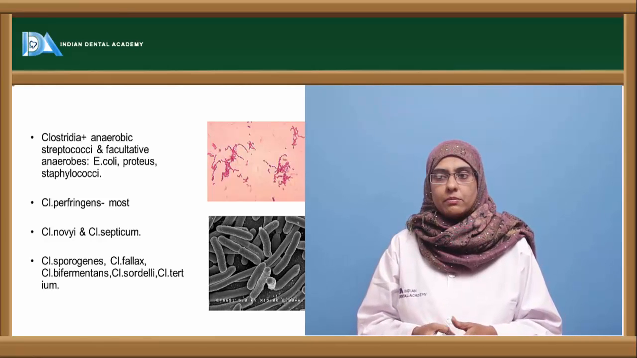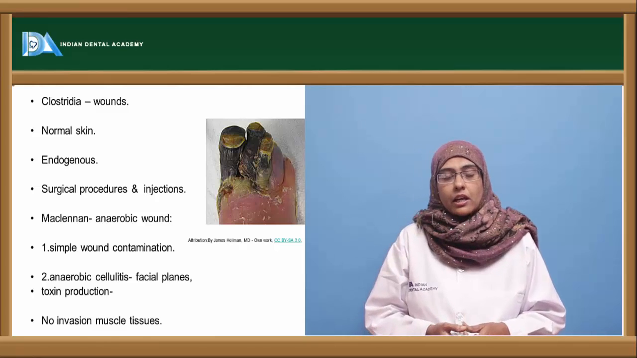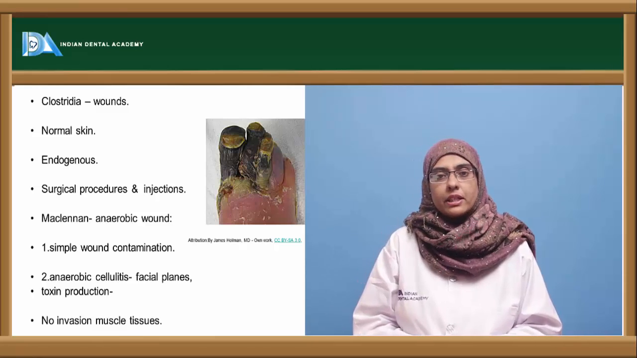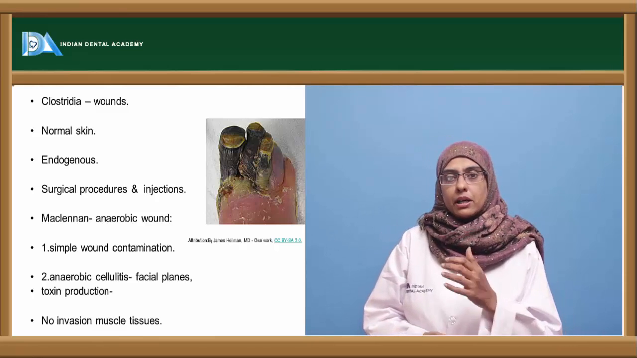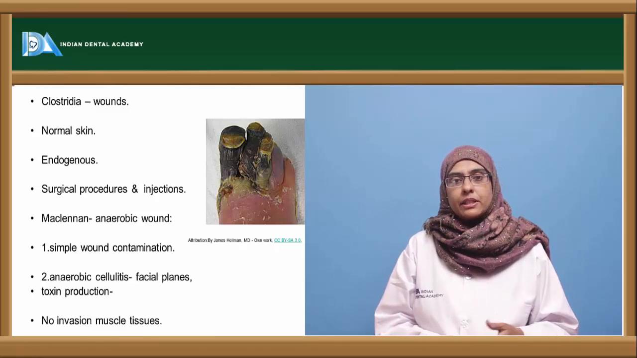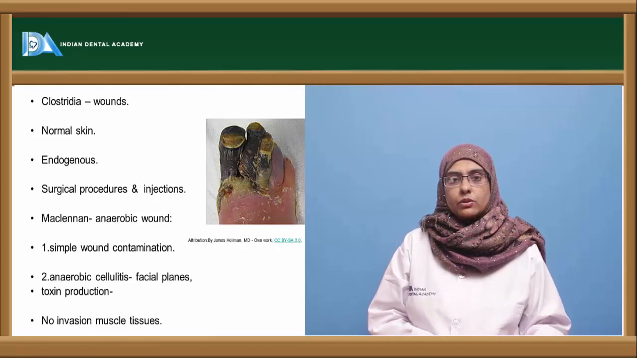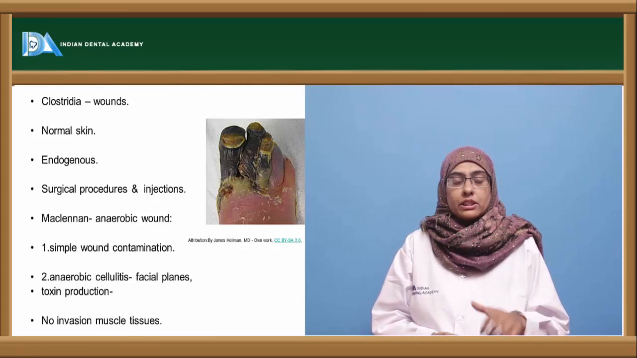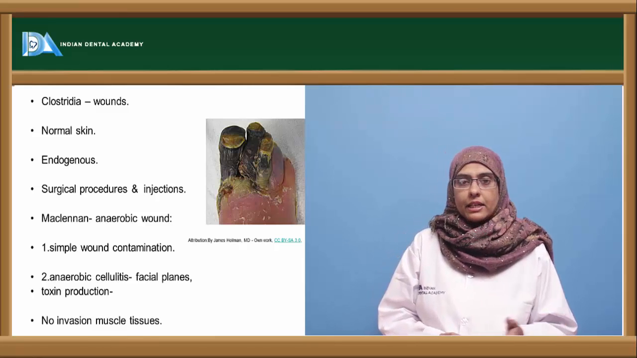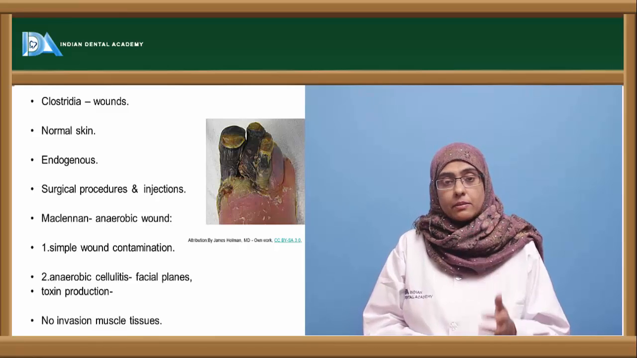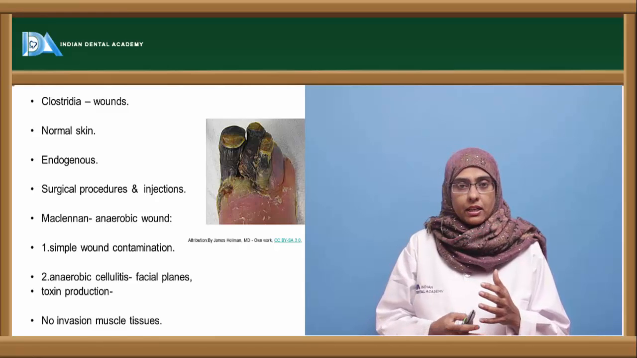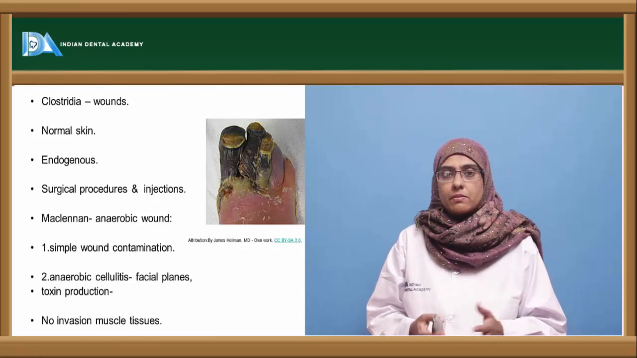And apart from these three organisms, the other organisms that are associated are Clostridium sporogenes, Clostridium fallax, Clostridium bifermentans, Clostridium sordellii and Clostridium tertium. Now, the organism clostridia has the ability to enter into the muscle tissue only after there is damage to certain parts of the body or when there is a wound. And as this organism is a normal inhabitant on the skin, it can enter into the muscles and cause the infection. So, this type of infection is usually called an endogenous infection. Rarely, a surgical procedure, and sometimes injections such as adrenaline, can also cause gas gangrene, because they create an environment for the growth of the organism in the muscle tissue.